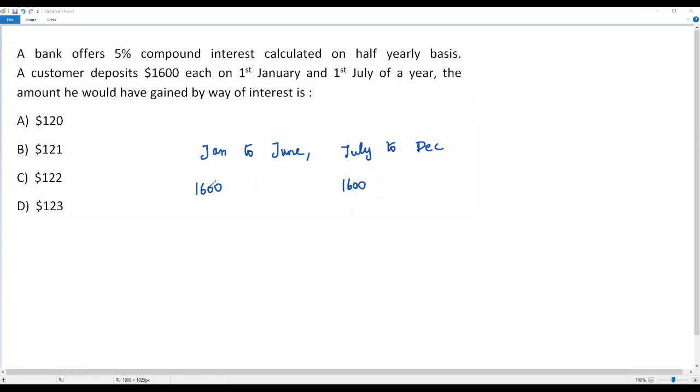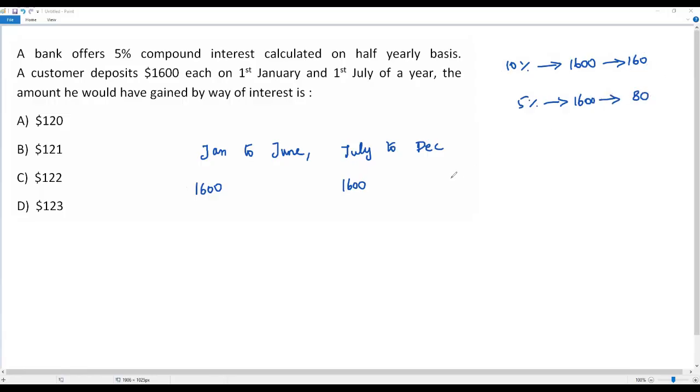Okay, now let's calculate 5% of this value. Here we are going to do all the stuff without formula and calculator. How do we calculate 5% of 1,600? Let's calculate 10% of 1,600. That is pretty easy. 10% of 1,600 is 160. Then what is 5% of 1,600? Half of this value, that is 80.